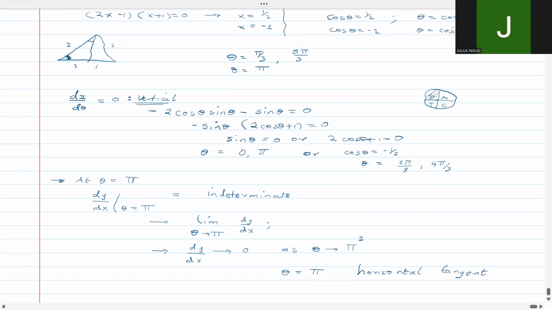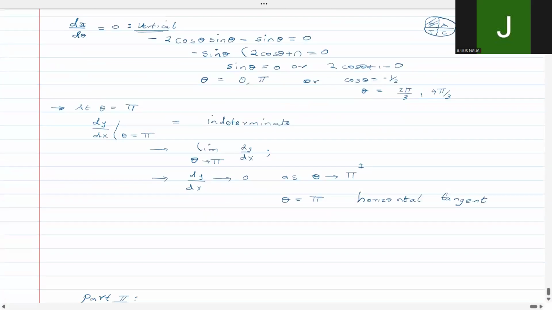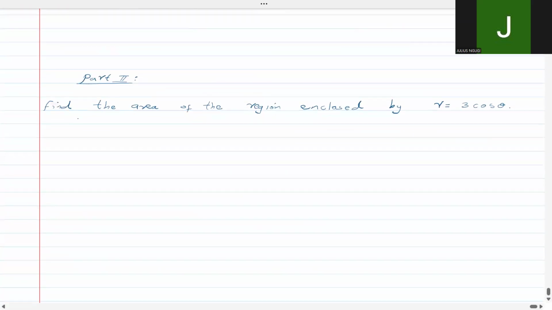So the answer for the horizontal tangent will have the pi, but for the vertical tangent, we will not have a pi. Let's go to part 2.